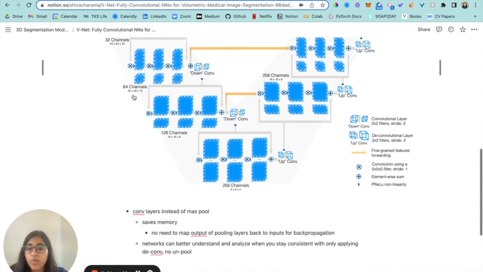Implementation: the convolutional layers instead of max pooling layers would be beneficial because, first of all, they would save memory. There's no need to map the output of the pooling layers back to the input when you're doing backpropagation, because then you're going backwards and just trying to map it out, right? Now, instead, what you can do is, instead of using these unpooling layers to map it out, you can use deconvolutional layers, because you're going to be using deconvolutional and convolutional layers anyways, so you might as well stay consistent to save memory, and you wouldn't have extra functions that are quite unique from what's happening in the model.